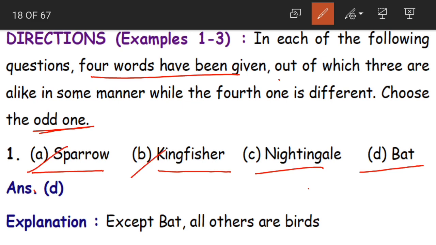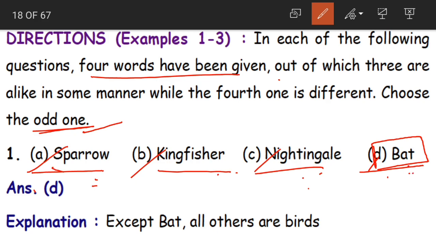What are the 4 words? Sparrow, kingfisher, nightingale and bat. What are the 4 children? Sparrow, kingfisher, nightingale and bat. Now from these 4 words, which is the odd one? Our bat is the odd one out here.